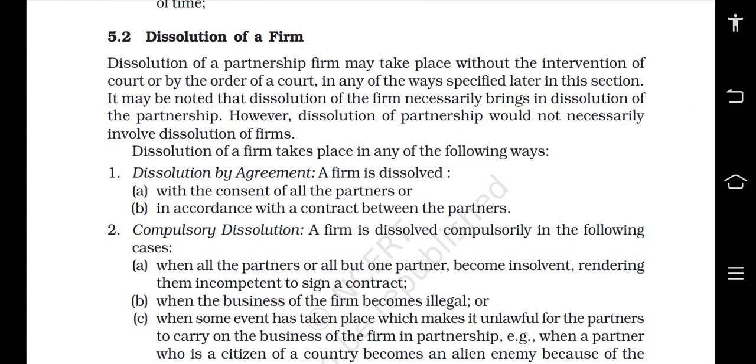And second one, in accordance with the contract between the partners. Suppose there is a contract between the partners that the firm has to be dissolved after a particular period of time. Then also there should be an agreement between the partners at that time. And it is not compulsory to have an agreement; by agreement also one firm can be dissolved.